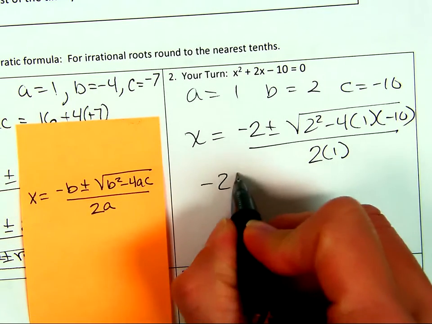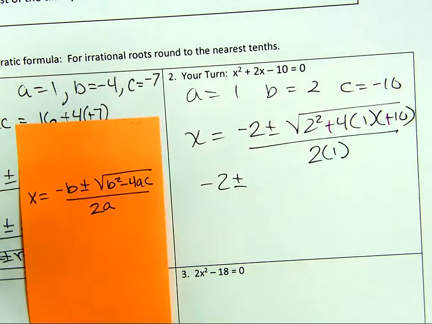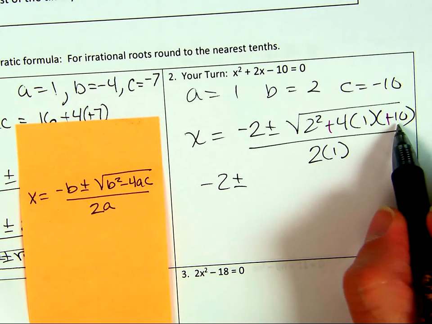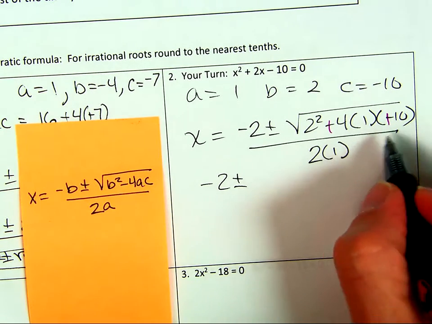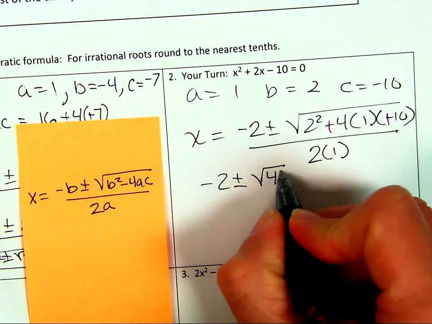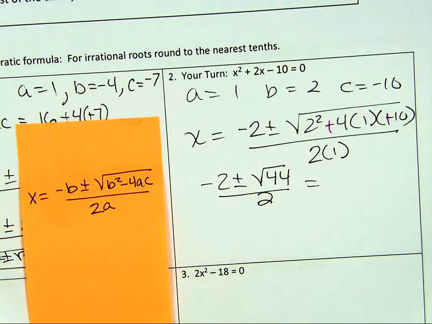So I got -2 plus or minus. I've got two negatives in here that are going to make a positive. So I end up with 4 plus 40, which is exactly what we got the last time, right? 44. That's funny. And then over 2. The discriminant is the same anyway, not the whole thing.